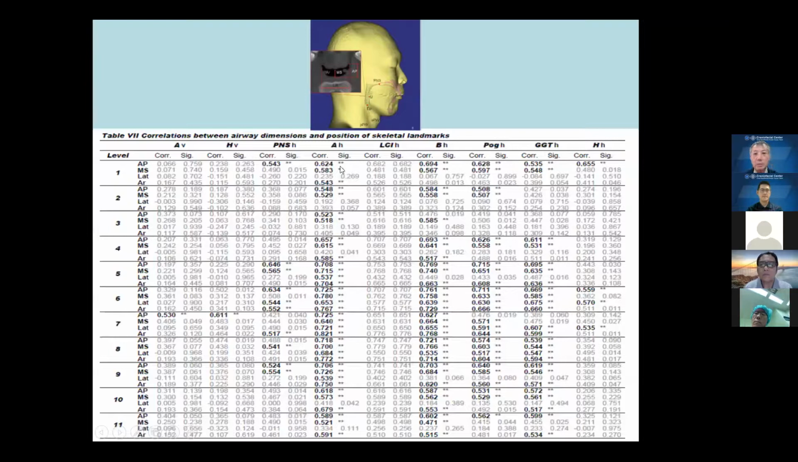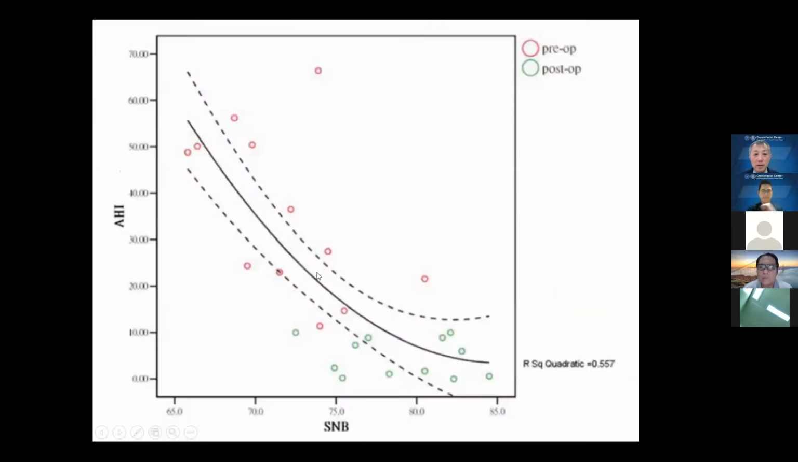And if we compare the airway size and the skeletal landmark, we can see mostly the advancement can help the airway dimension increase, both in AP and lateral dimension. And if you want to have some index for the AHI correlation, then we can have the ASMB. When the ASMB comes up to more than 75, the AHI can mostly be normalized.